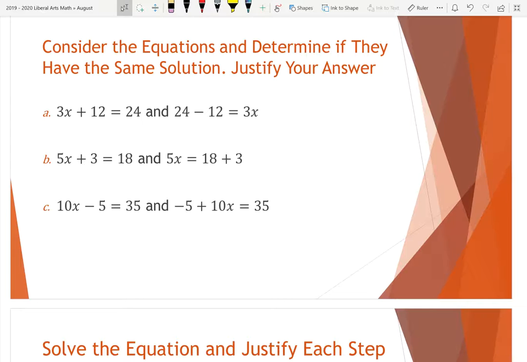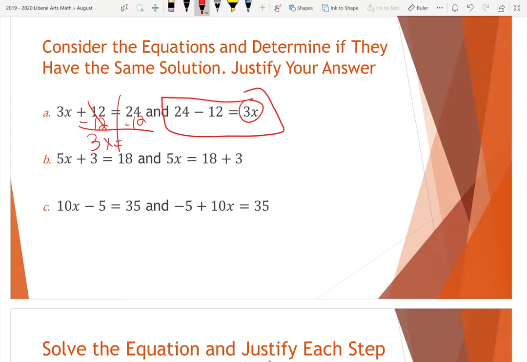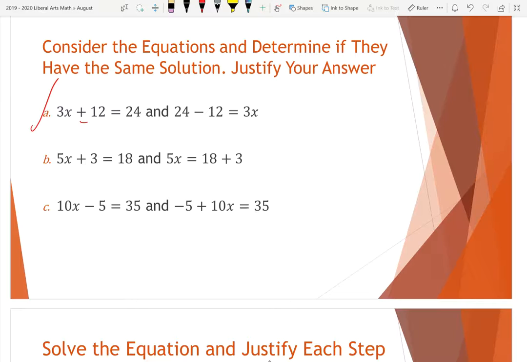So we have 3x plus 12 equal to 24. Now, if you were to try and solve this, the first thing you would do is subtract 12. So you'd end up having 3x equal to 24 minus 12. Now keep in mind, that's exactly what this side says. This side says 3x is equal to 24 minus 12. So that means that these are indeed the same thing. So that one would be yes.